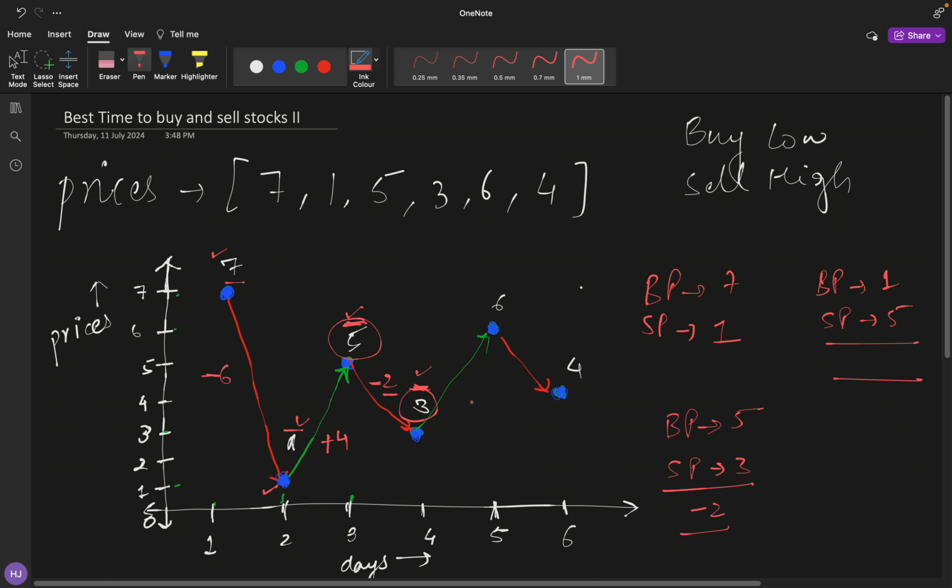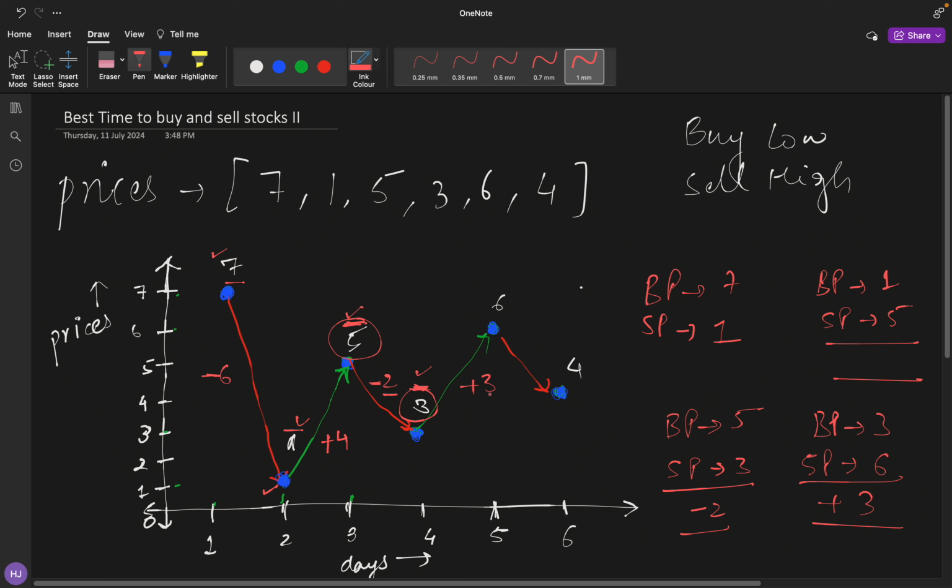So can we consider buying 3 and selling? So can we consider buying the stock on day 4 and selling on day 5? I think yes, because at that point our buying price would have been 3, selling price would have been 6, and we'll have a net profit of plus 3.